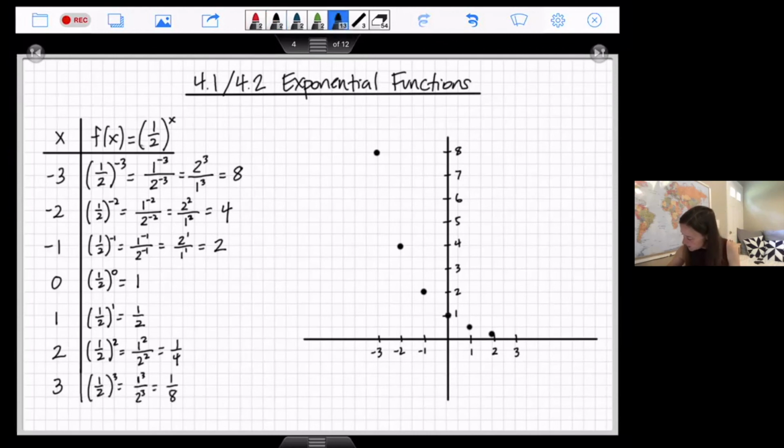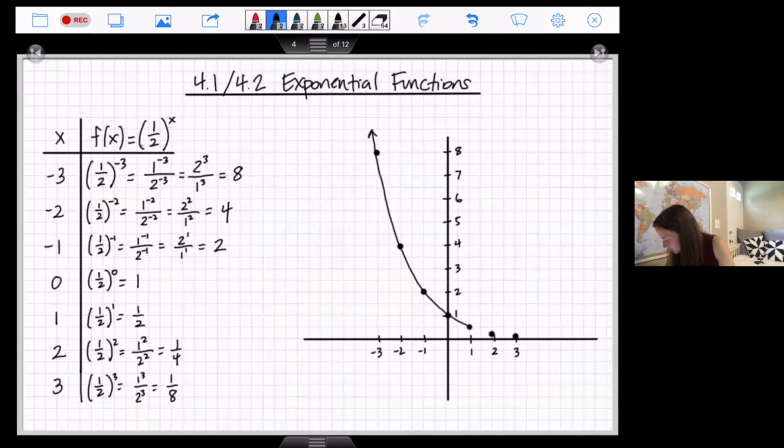So 3, comma 1/8, even smaller, really close to the x-axis. And again, we get this same sort of thing just on opposite sides of the y-axis. So on the left-hand side this time, it's getting really, really big as it moves out. But over on the right, it's flattening out with that horizontal asymptote behavior. So let's fill that in. We've got the growth half, and then the horizontal asymptote behavior. So there's the graph of 1/2 to the x.